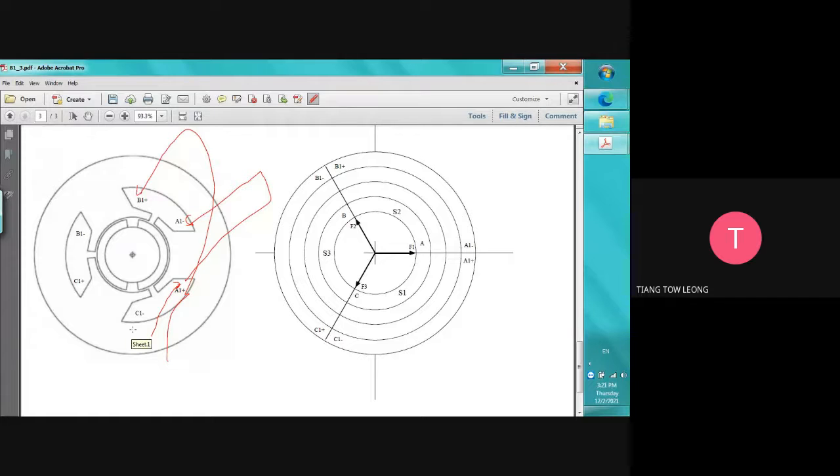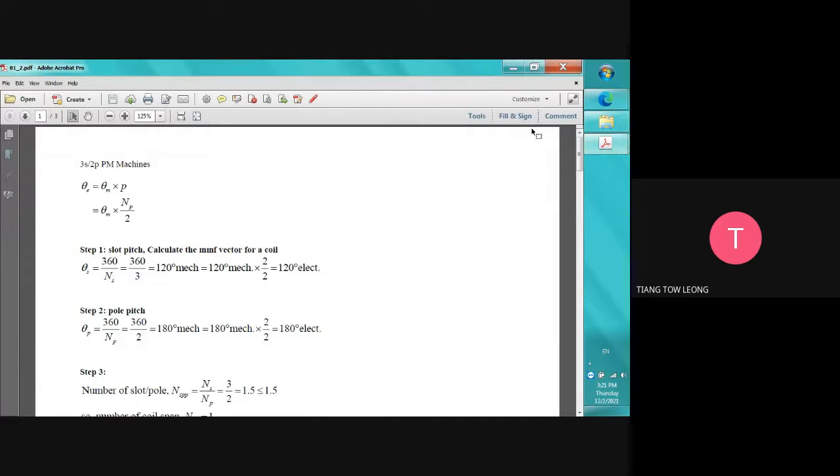So this is the thing that I need to share with you, I mean, we need to discuss. So we go for the easiest first, which is a 3-slot 2-pole machine, to understand how the calculation works first.